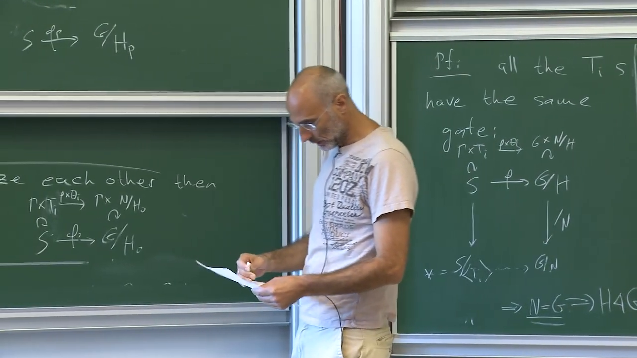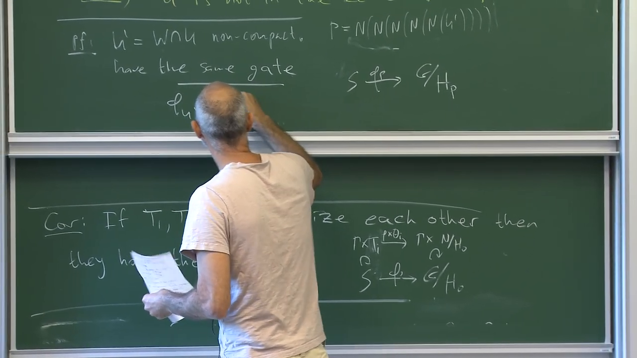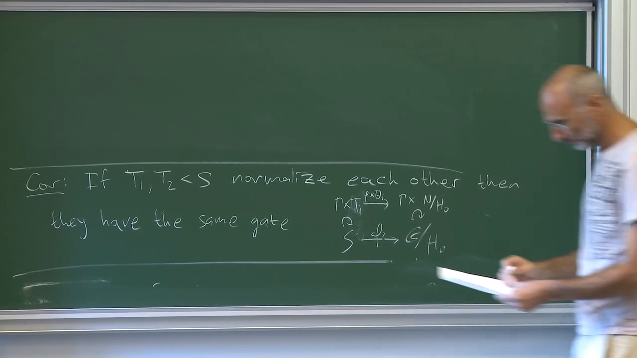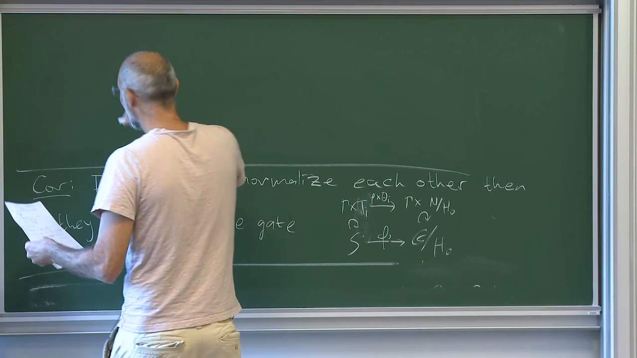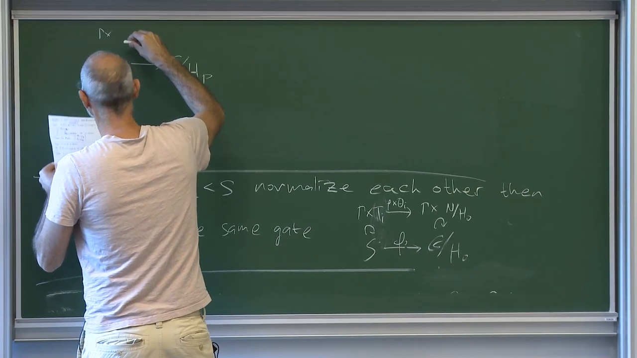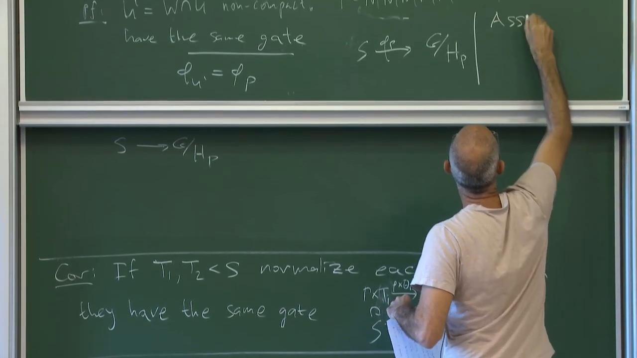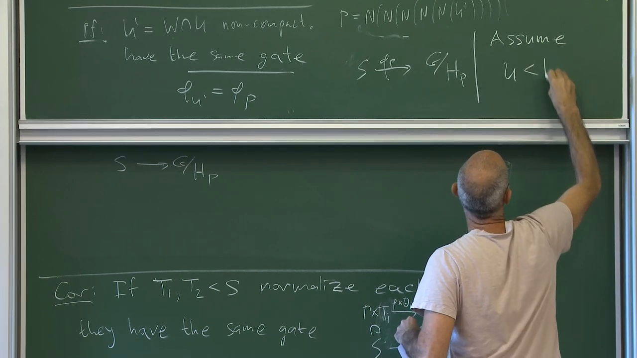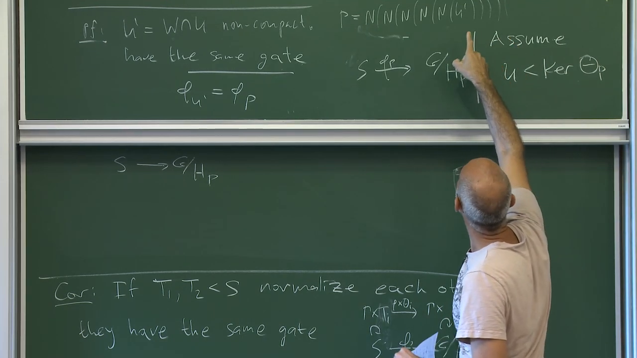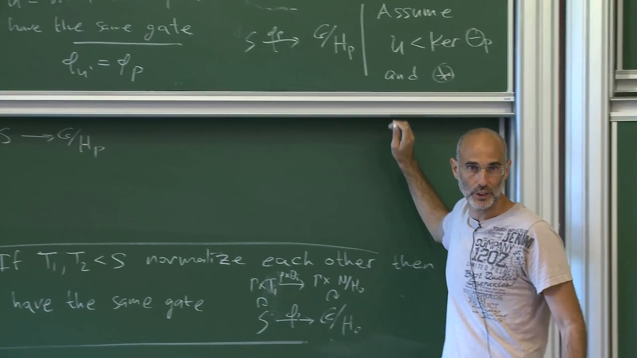But this I got, and let me just consult my notes because I'm out of focus. Phi U prime is phi U, is phi P. So I'll write it, S to G mod H_P, and gamma times P. Or maybe I'll assume now that U is in the kernel of theta P, and I'll show that star cannot hold. I'll assume star and try to derive a contradiction.